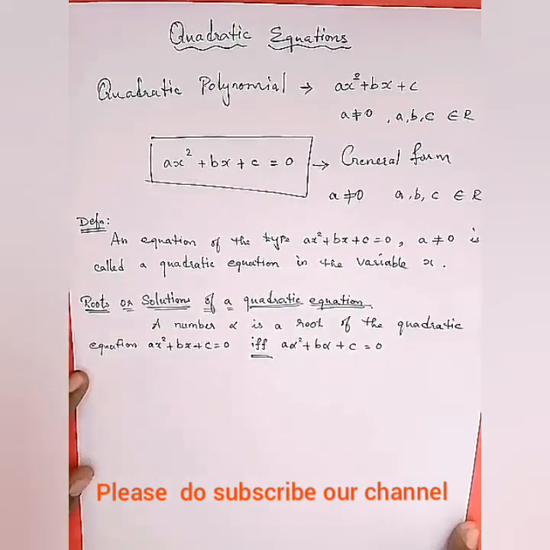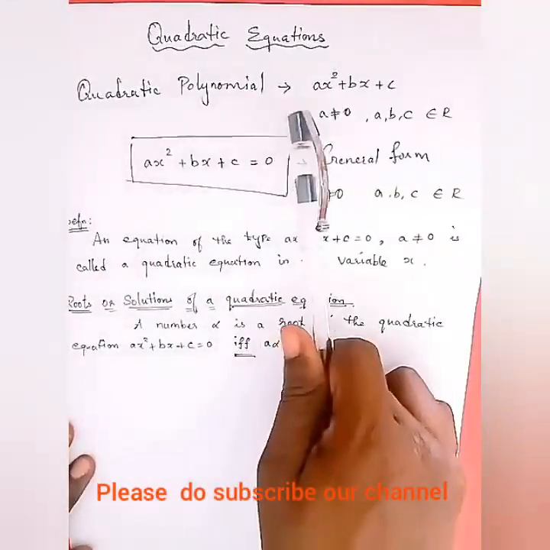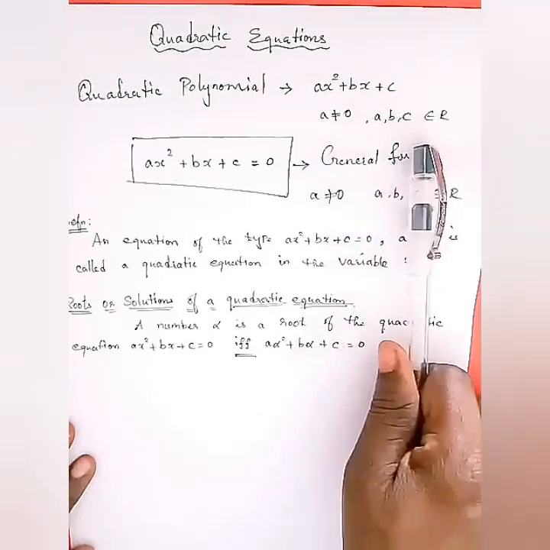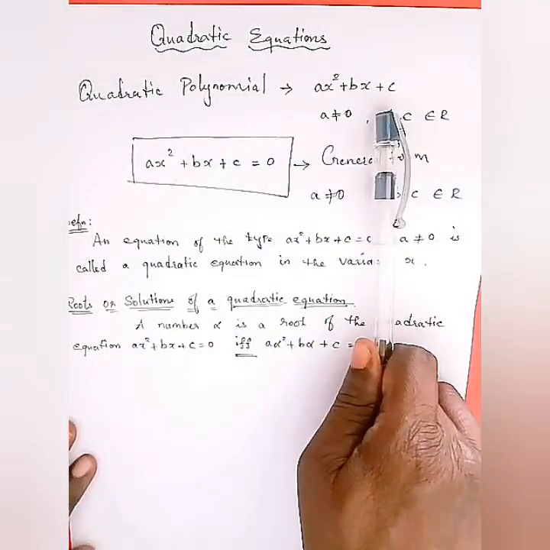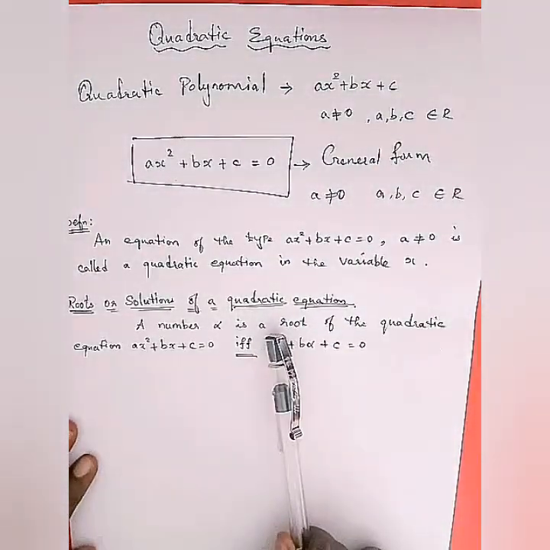First of all, we will go to quadratic polynomial. Quadratic polynomial is nothing but ax square plus bx plus c, where a not equal to 0, and a, b, c everything belongs to a real number. This is a quadratic polynomial. Already we know this. Now quadratic equation we are going to learn.